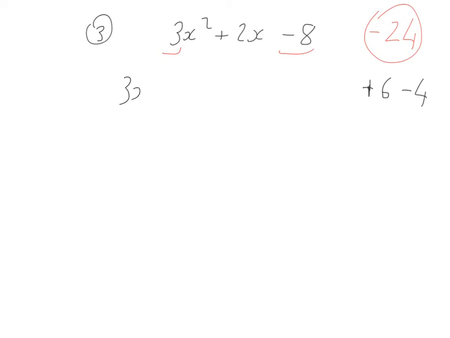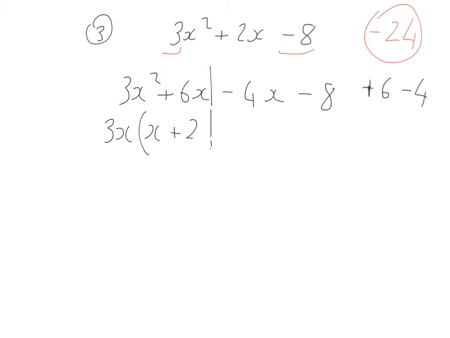So split up the middle term, 3x squared plus 6x minus 4x minus 8. Get the dotted line down the middle. Highest common factor from 3x squared plus 6x, that's 3x. So 3x times what gives me 3x squared, that's x. And 3x times what gives me 6x, that's plus 2. If there's a minus in the middle, put in a minus.